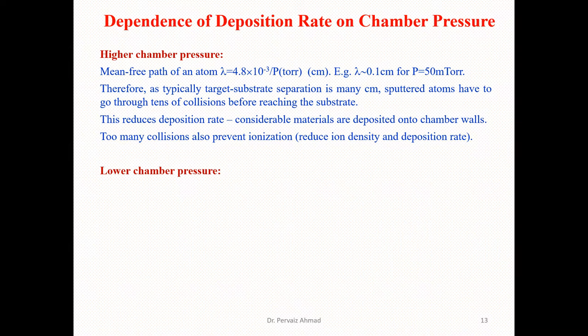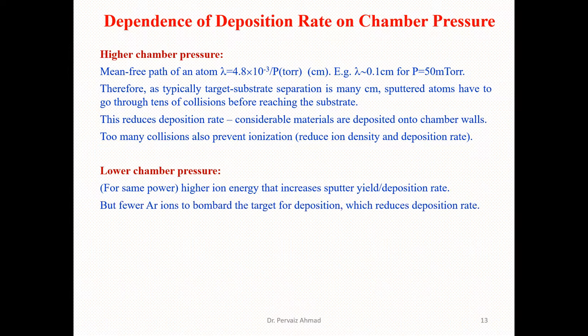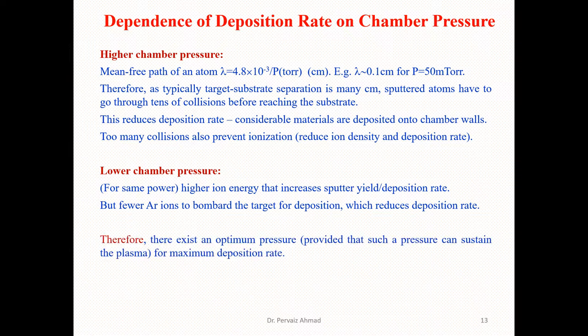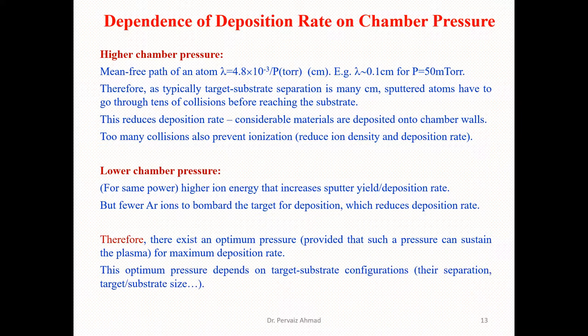Unlike higher chamber pressures, what will happen if we lower the chamber pressure? For the same power, we get higher ion energy, which increases the sputter yield per deposition rate. But fewer argon ions bombard the target for deposition, which reduces the deposition rate. Therefore, there exists an optimum pressure, provided that such a pressure can sustain the plasma, for maximum deposition rate. This optimum pressure depends on the target-substrate configuration, their separation, target and substrate sizes, etc.